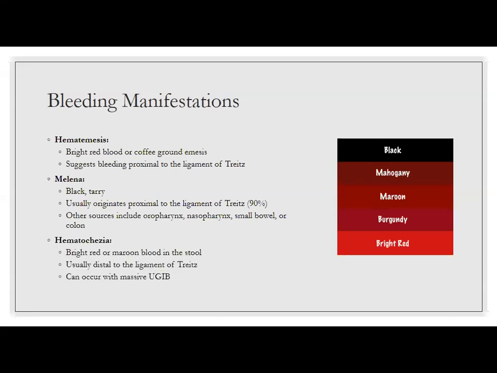And then there's hematochezia, bright red blood, or sometimes maroon stool. And that's typically a lower GI bleed, but can happen if there's a massive upper GI bleed. And those patients would typically be hypotensive or in shock.